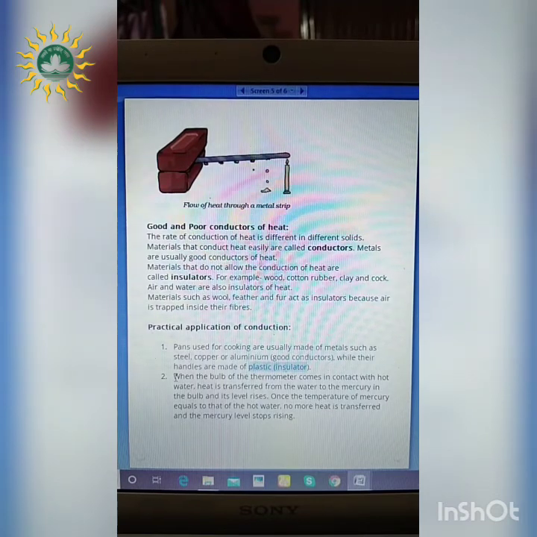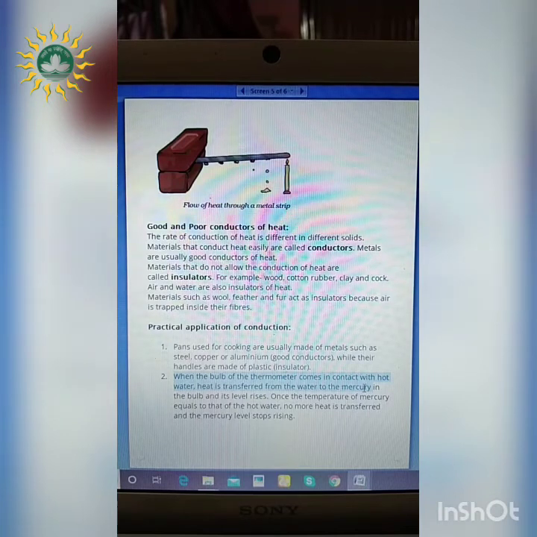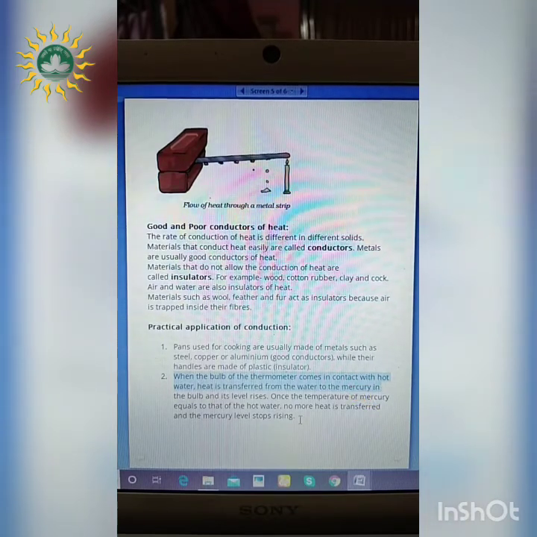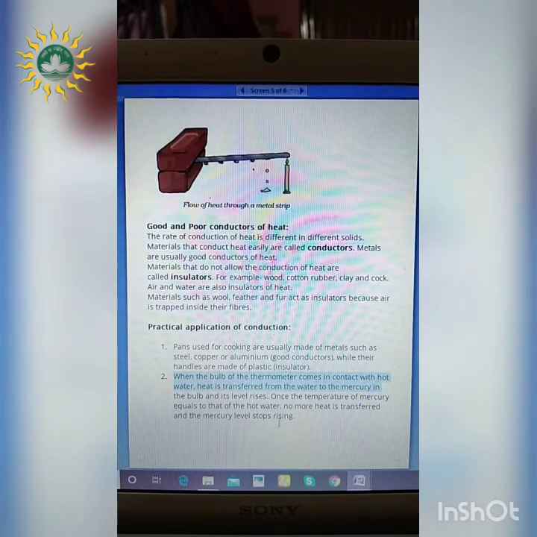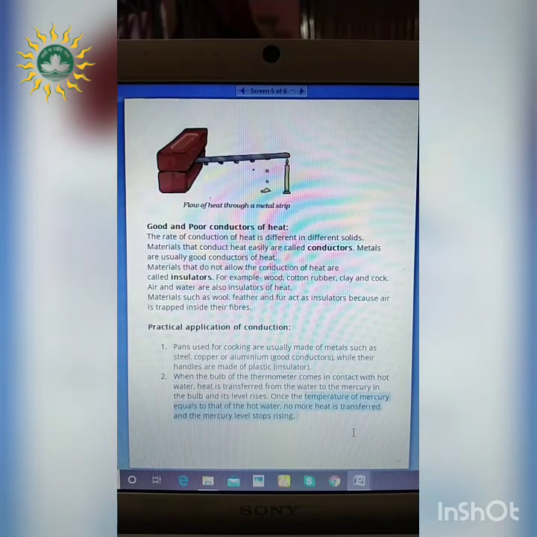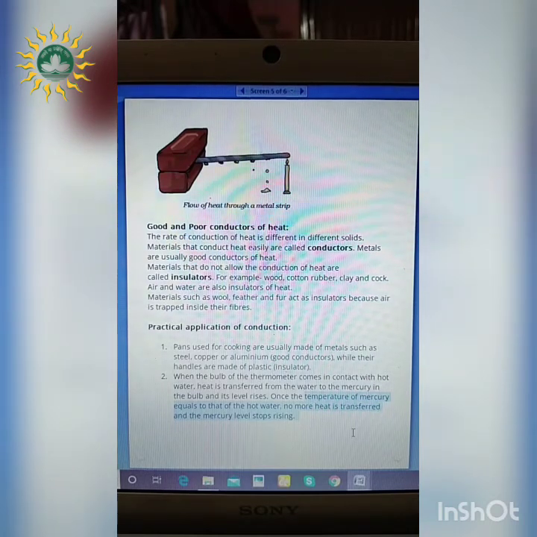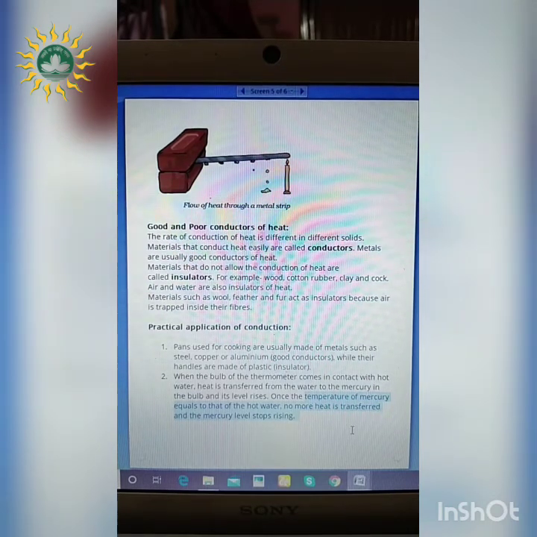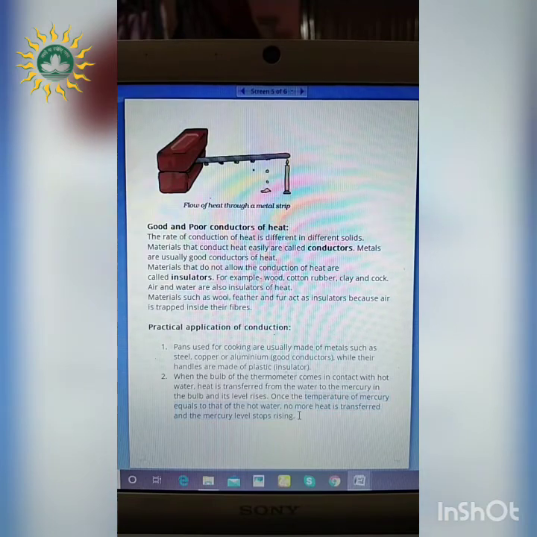Next, when the bulb of the thermometer comes in contact with hot water, where is the heat transferred? It is transferred from the water to the mercury, right? We have shown this in the previous experiment also while measuring temperature. Once the temperature of the mercury equals that of the hot water, no more heat is transferred, right? And the mercury level also becomes stagnant, it stops rising. So like this, there are many examples of the process of conduction.